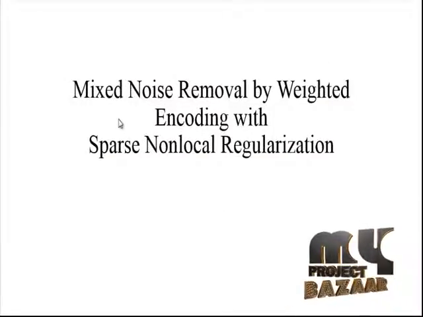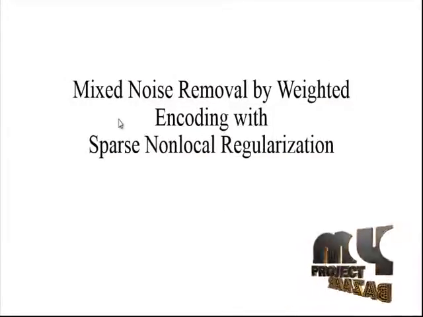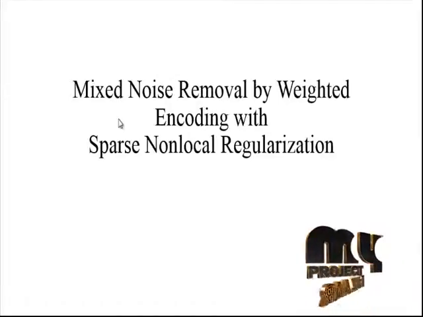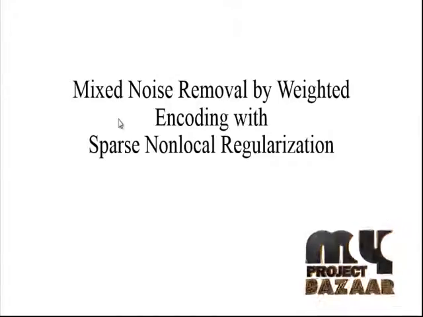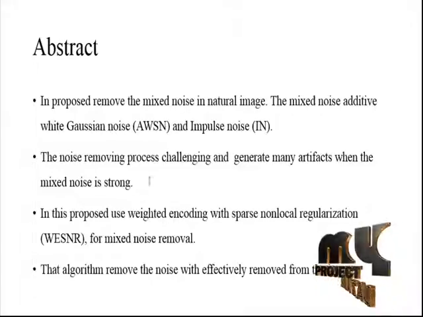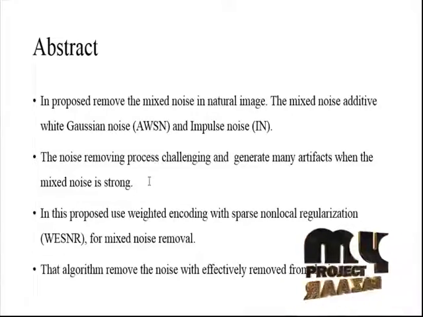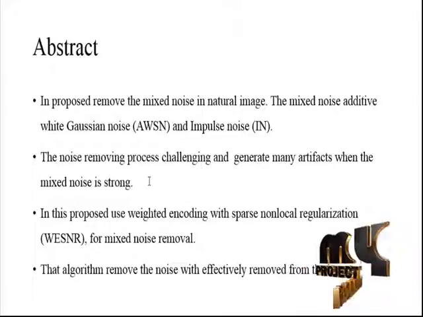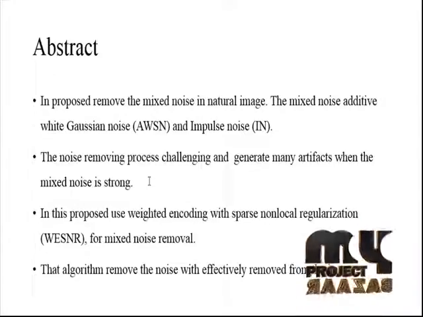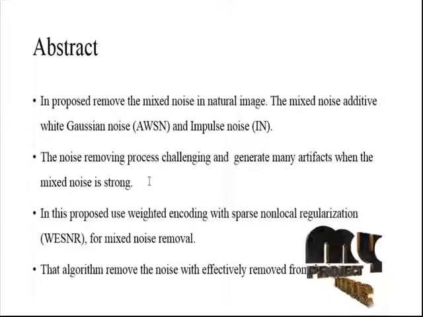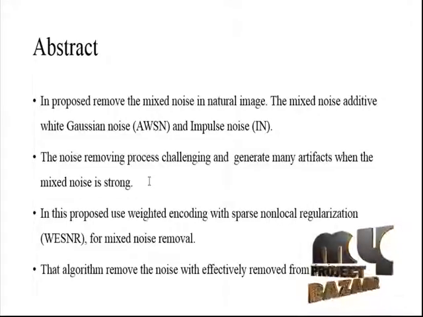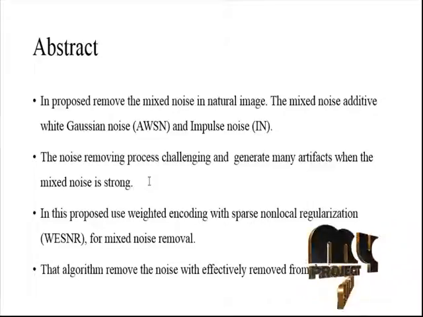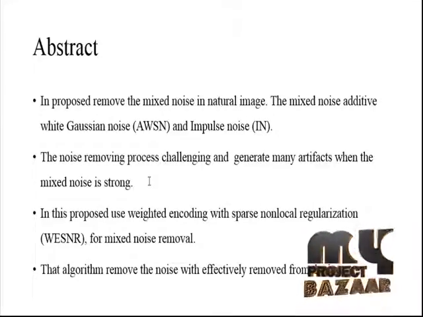Now we discuss mixed noise removal by weighted encoding with sparse non-local regularization. In this process, we remove mixed noises. The mixed noise will be additive white Gaussian noise and impulse noise. The impulse noise will be salt and pepper noise and also random valued impulse noise. The additive white Gaussian noise is the white noise, and the impulse noise will be the color noise.